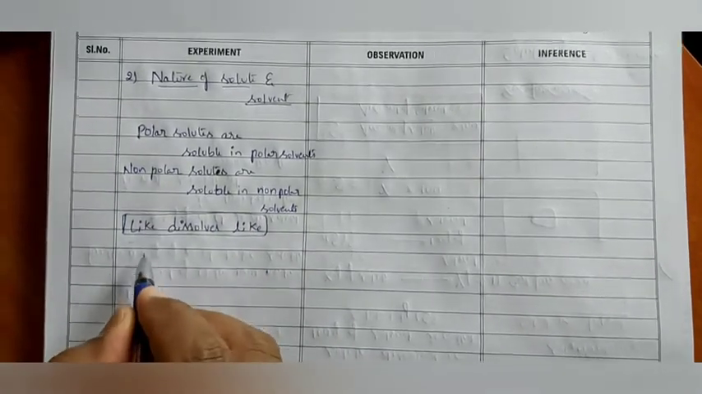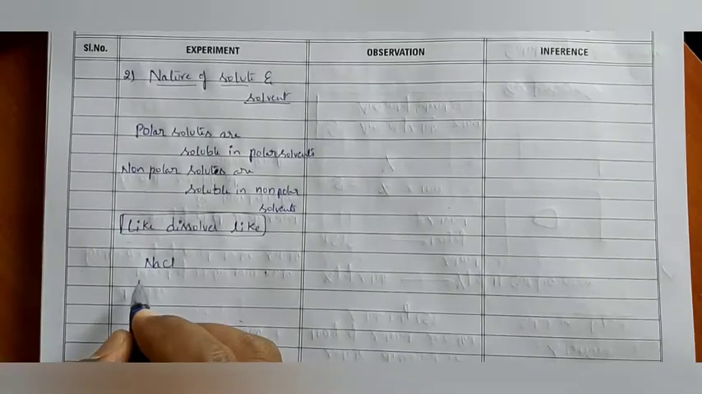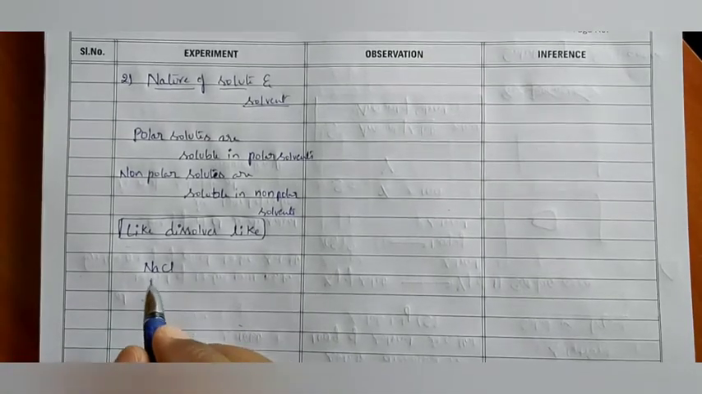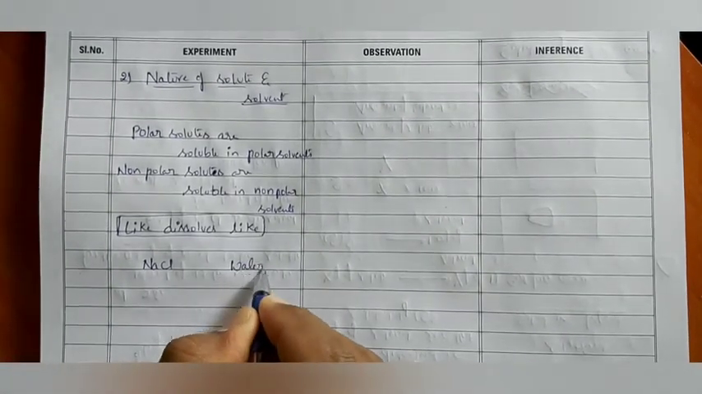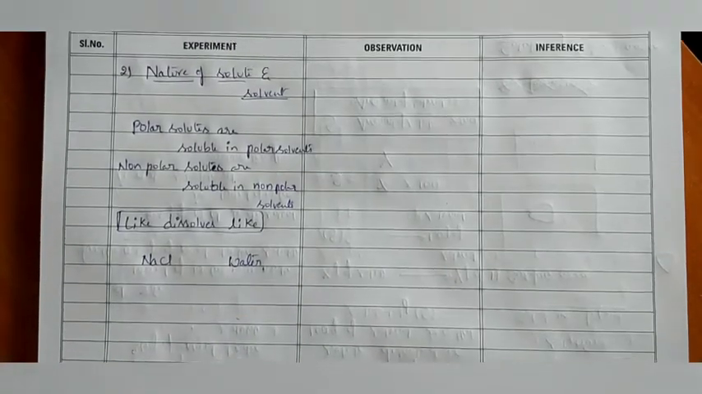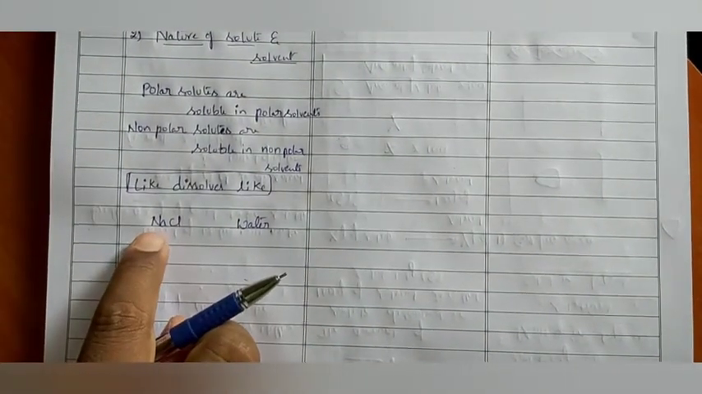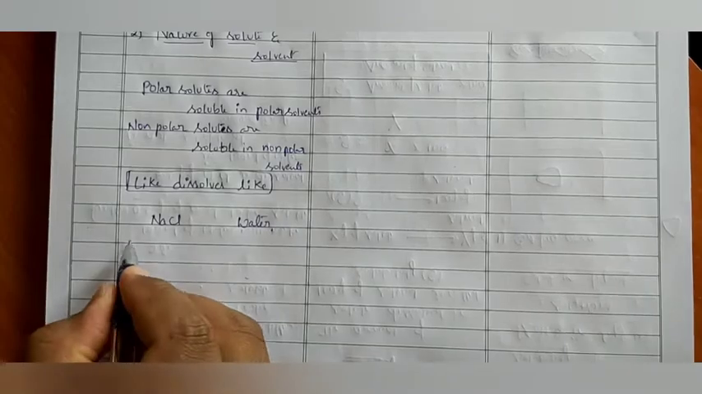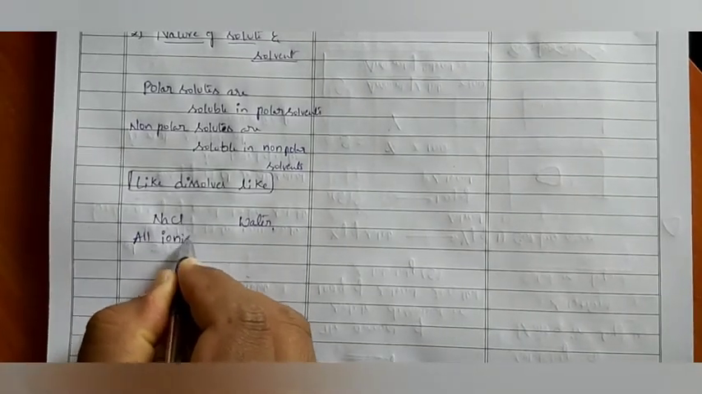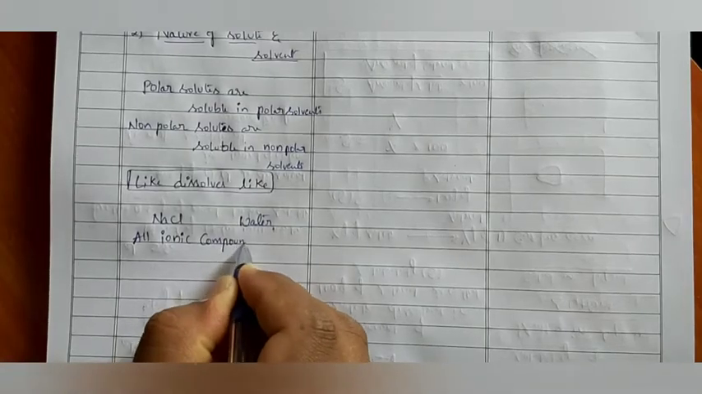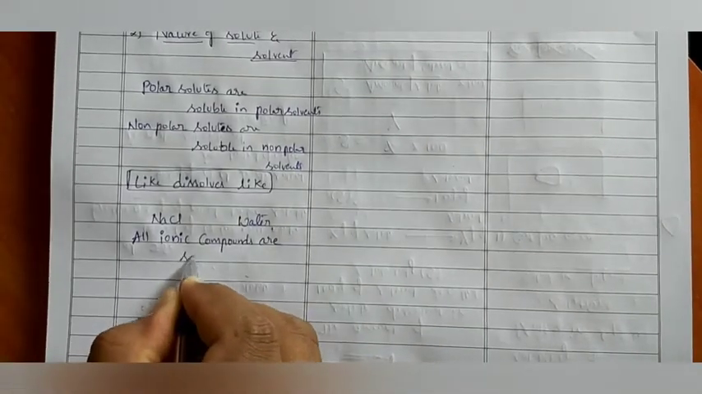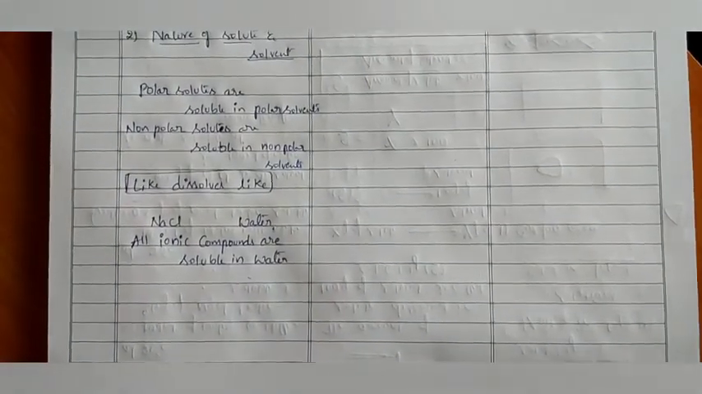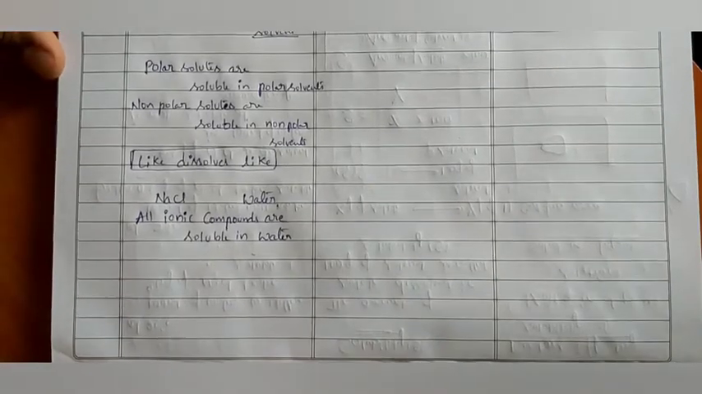For example, NaCl is polar in nature. Na+ ions and Cl- ions are present. It is polar in nature. Water is a polar solvent. All ionic compounds are polar in nature. Water is a polar solvent. So all ionic compounds are soluble in water.